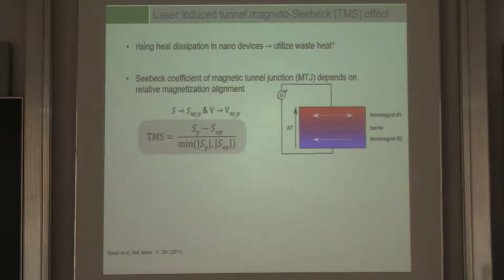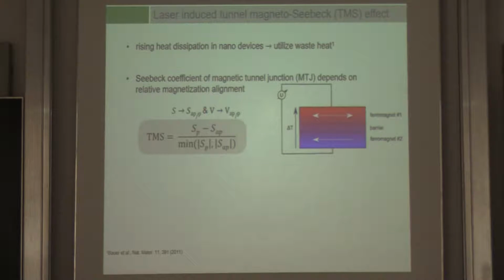And you can think of this magnetic tunnel junction having a Seebeck coefficient. And the Seebeck coefficient of this magnetic tunnel junction depends on the relative magnetization orientation of your two ferromagnetic electrodes. So as you can see, you can either have a parallel or anti-parallel orientation. And depending on that, you have a different Seebeck coefficient, and then you measure a different voltage if you apply a temperature gradient across this MTJ as indicated here with the different colors. And then you can go ahead and define the TMS ratio, and the TMS ratio is over here and is defined pretty similarly to the TMR ratio.